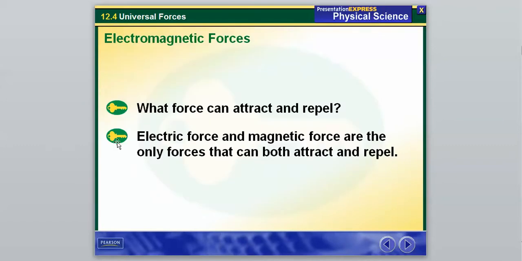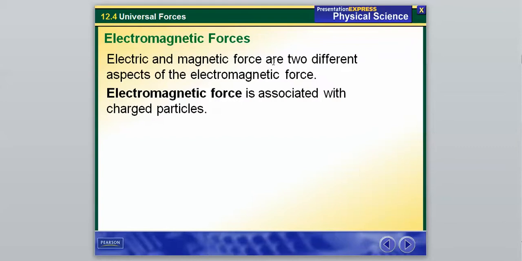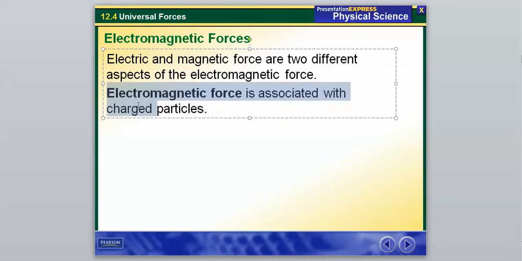There are forces on our list that can attract and repel. The electric force and magnetic force are the only forces that can both attract and repel. The electric and magnetic forces are two different aspects of the electromagnetic force. Electric and magnetic make up the electromagnetic force, and they are associated with charged particles. A charged particle could be an electron or something like that, or magnets. Hopefully we know how magnets work, but we'll explain that with a compass and things like that here in a second.